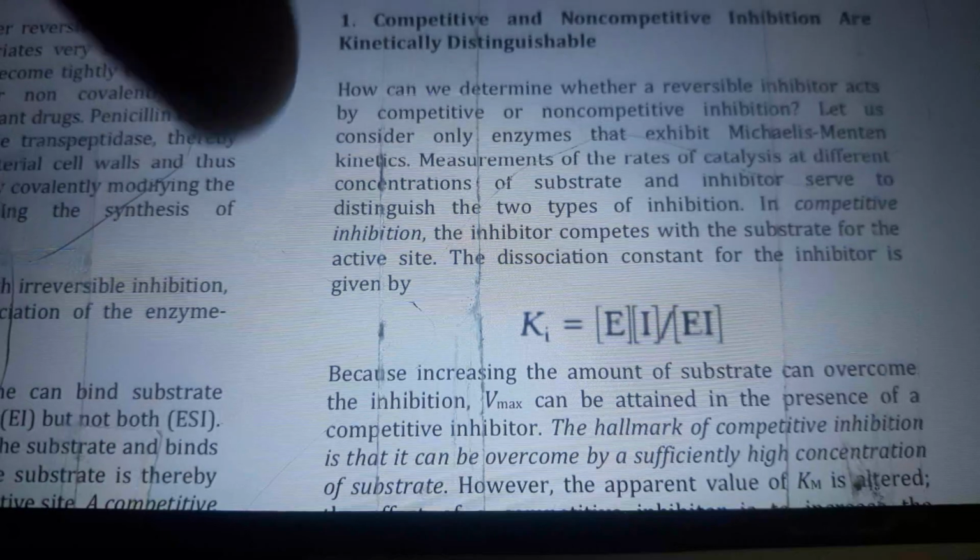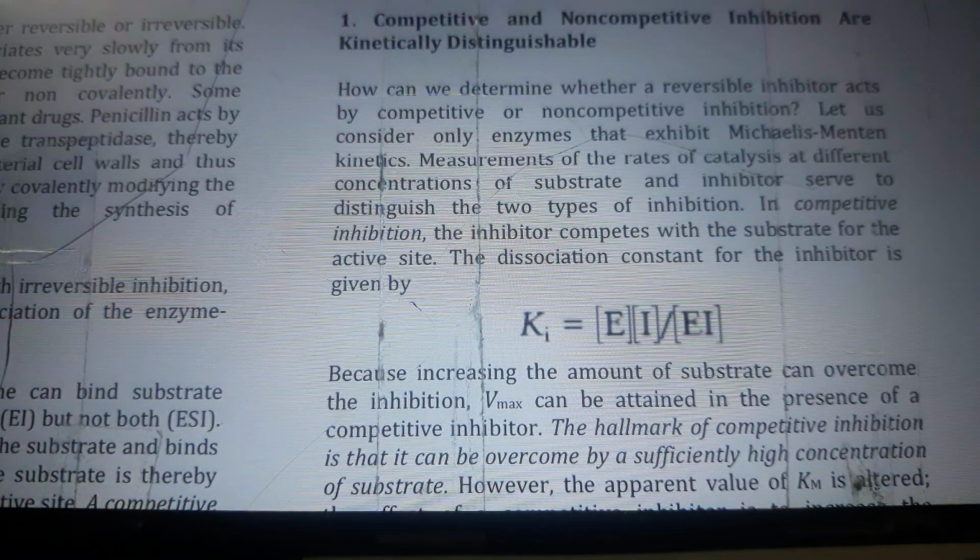Competitive and non-competitive inhibition are kinetically distinguishable. How can we determine whether a reversible inhibitor acts by competitive or non-competitive inhibition? Let us consider only enzymes that exhibit Michaelis-Menten kinetics. Measurements of the rates of catalysis at different concentrations of substrate and inhibitor serve to distinguish the two types of inhibition.